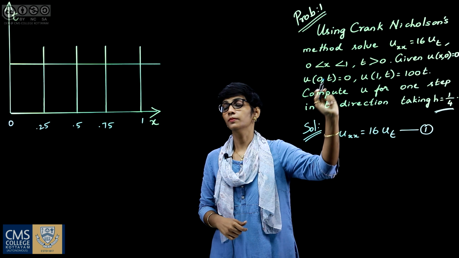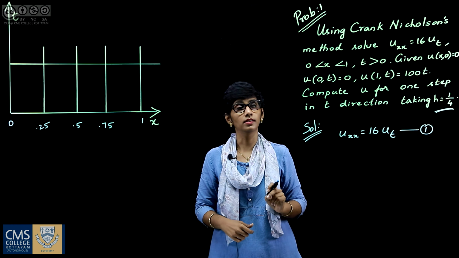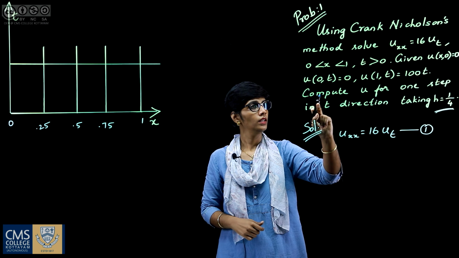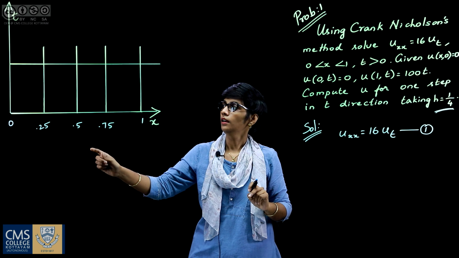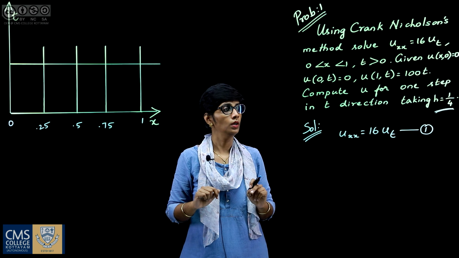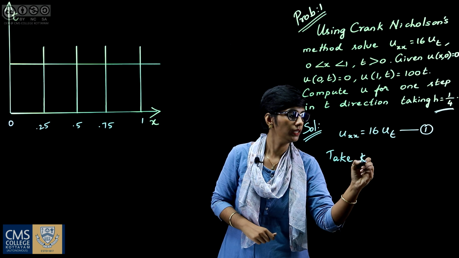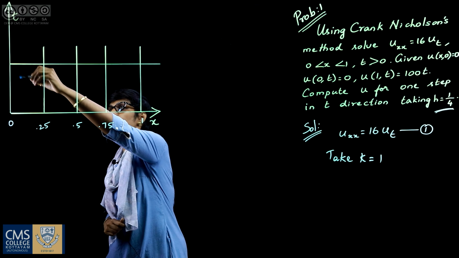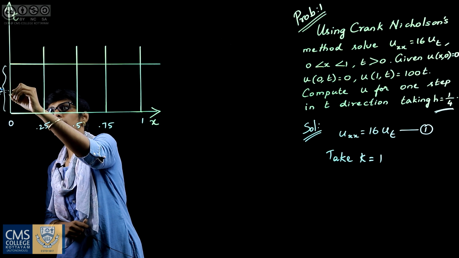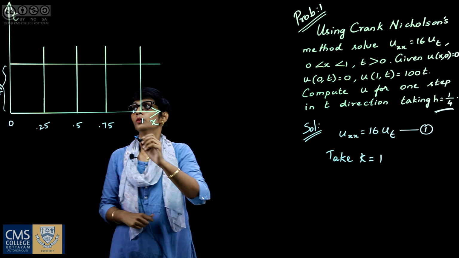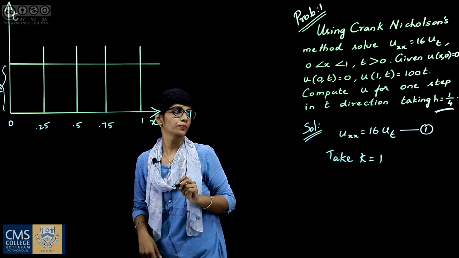Next are the t limits. The range of t is not given, but it is given that t should be greater than 0. It is also mentioned that we should compute u for one step in the t direction. So it is enough to find u for only one step. We are going to take k as 1, and find the value of u for one step of t.